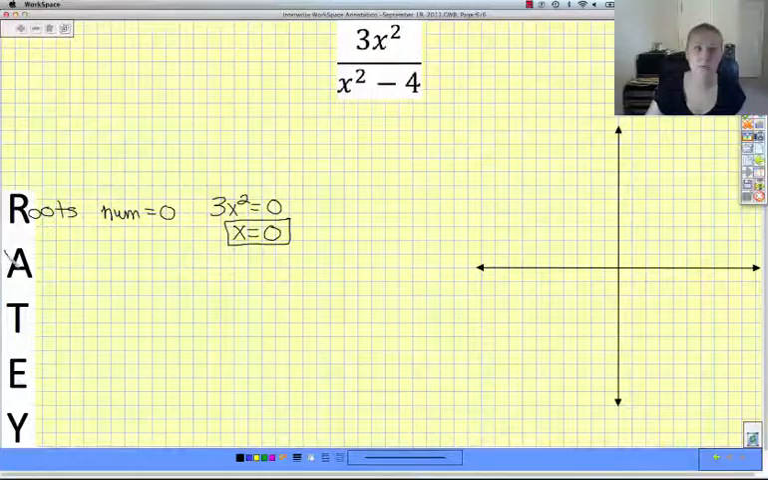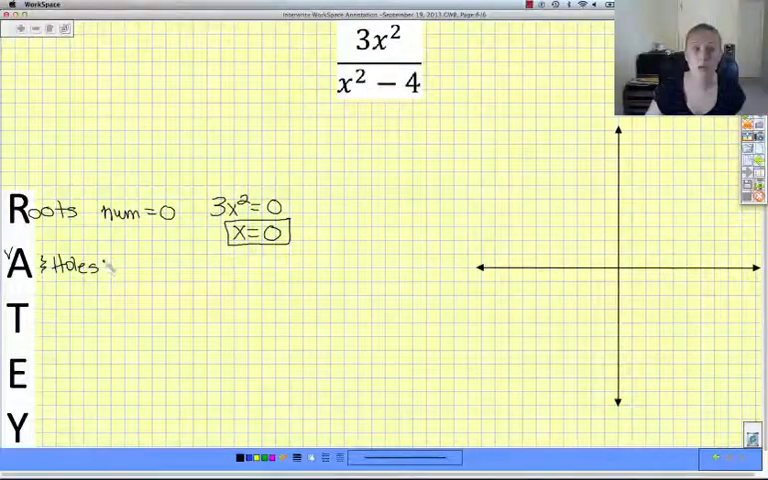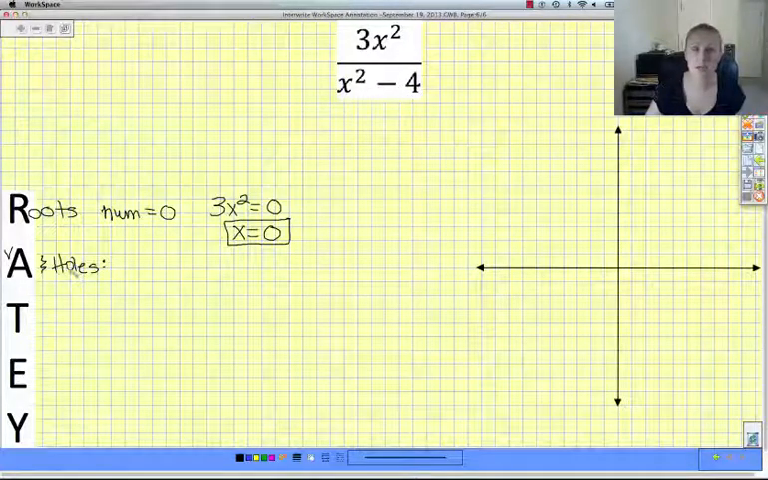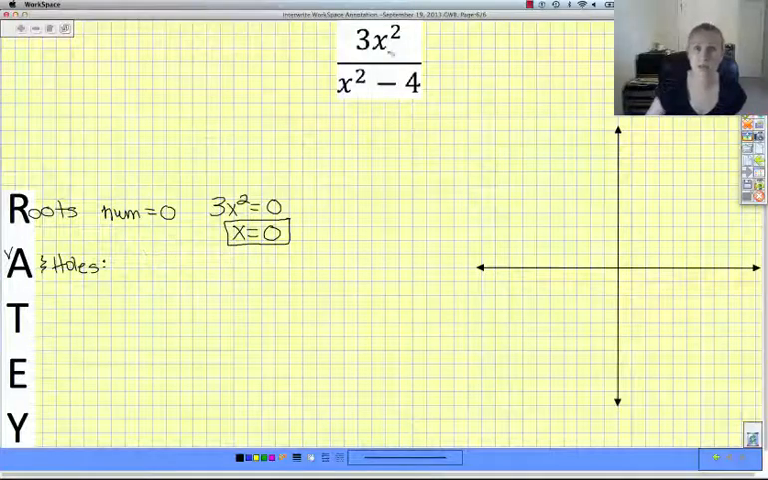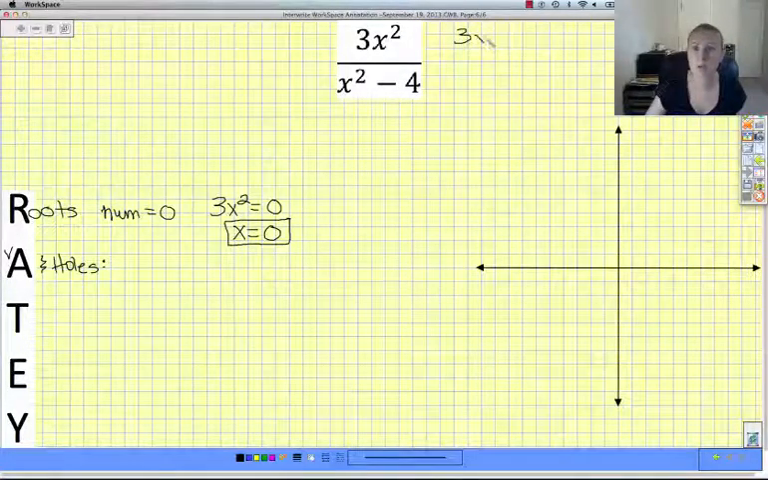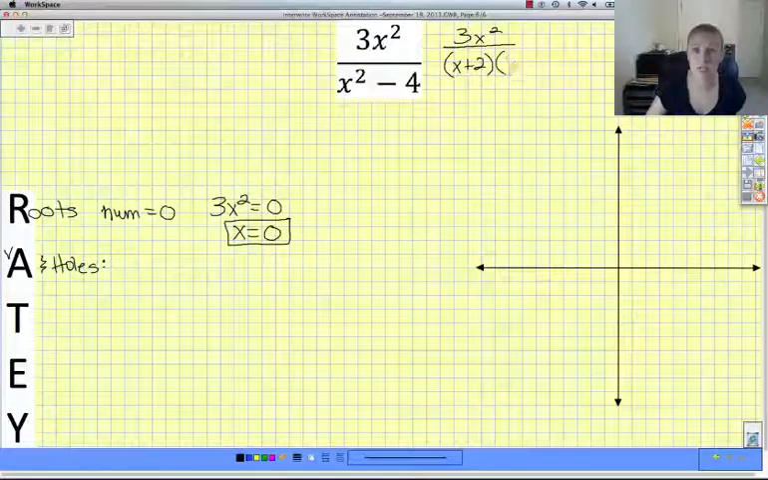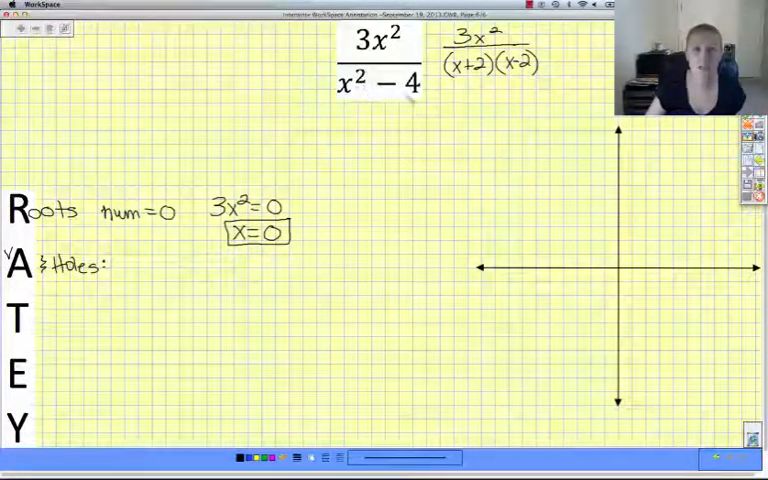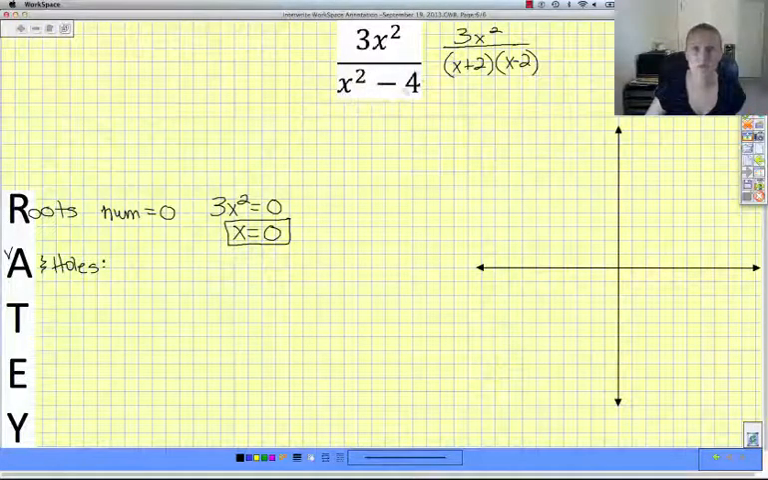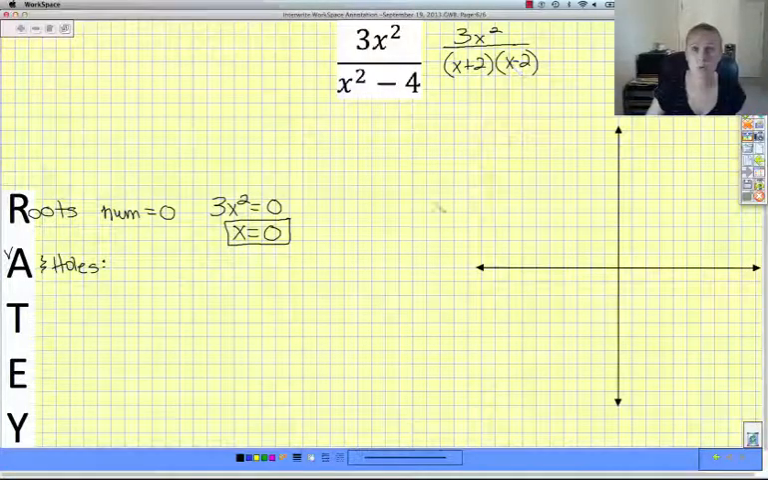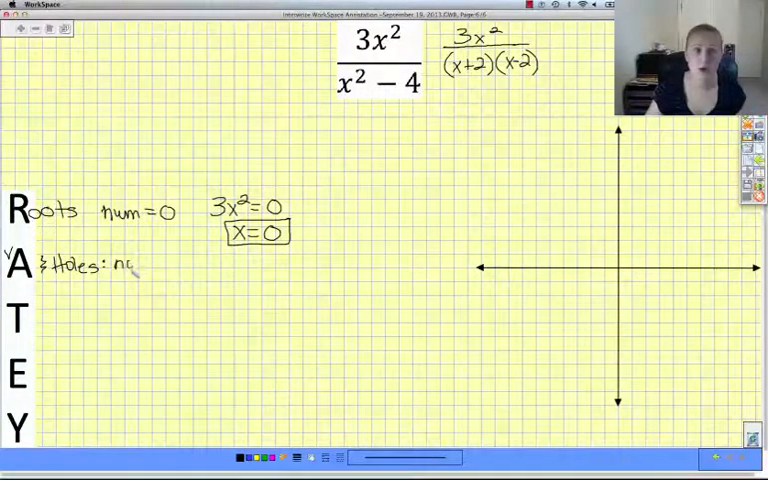Now A stands for vertical asymptotes and holes. So remember from rational expressions that to find holes, we need to see if there's anything that can be simplified. Well, I know that this problem can be rewritten as 3x squared over (x plus 2)(x minus 2), because the bottom is a difference of two squares. X squared minus 4 is really x squared minus 2 squared. So we take the square root of each of those terms, one gets a positive, one gets a minus sign, and we're done. So nothing is the same on the top and the bottom, so there are no holes.